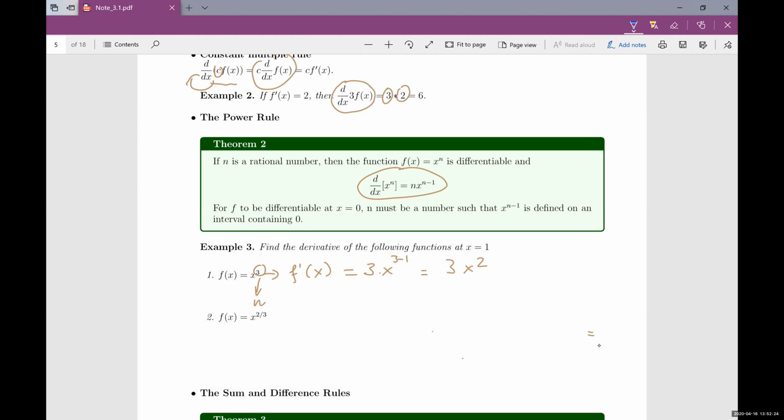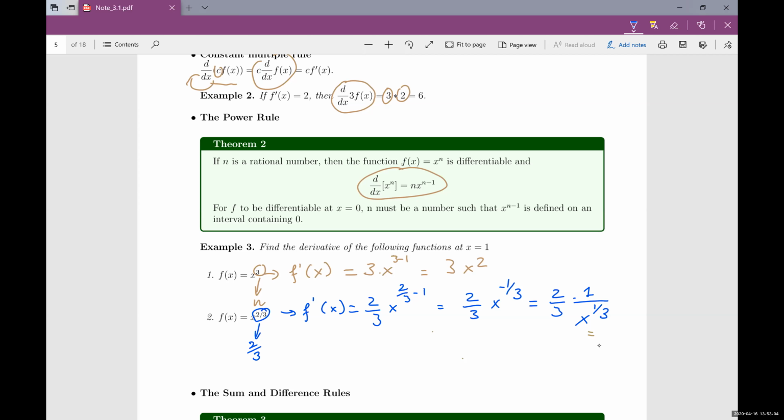For this function, n now is 2 over 3. So f prime of x is going to be 2 over 3 times x to the 2 over 3 minus 1, which is 2 over 3 times x to the negative 1 over 3. And keep in mind that x to the negative 1 over 3 is the same as 1 over x to the 1 over 3 if you bring it down to the denominator.